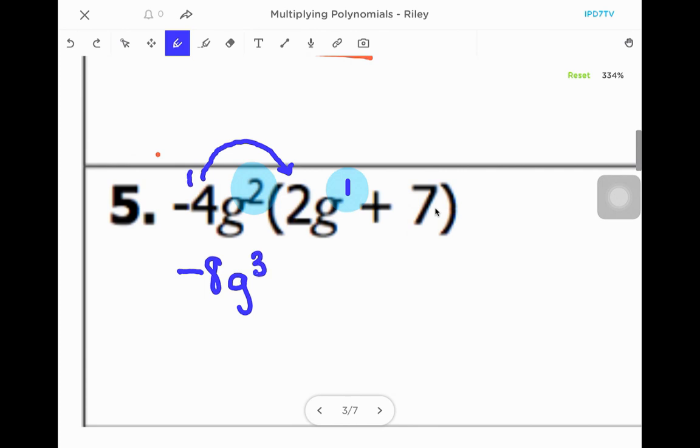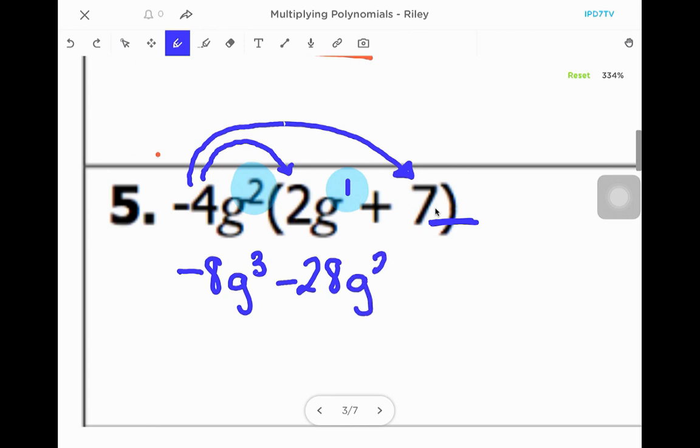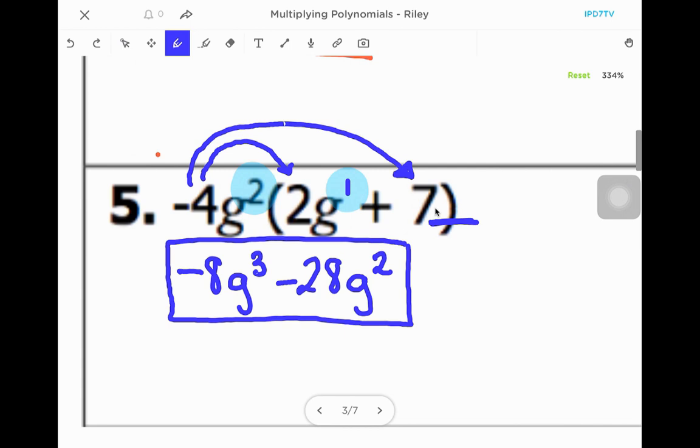And I have to distribute the negative 4g squared to the positive 7. And negative 4 times positive 7 is a negative 28. And g to the 2nd power times, there's nothing back here, is just g to the 2nd power. These cannot be combined because g to the 3rd is not the same as g to the 2nd. So this is our final answer.